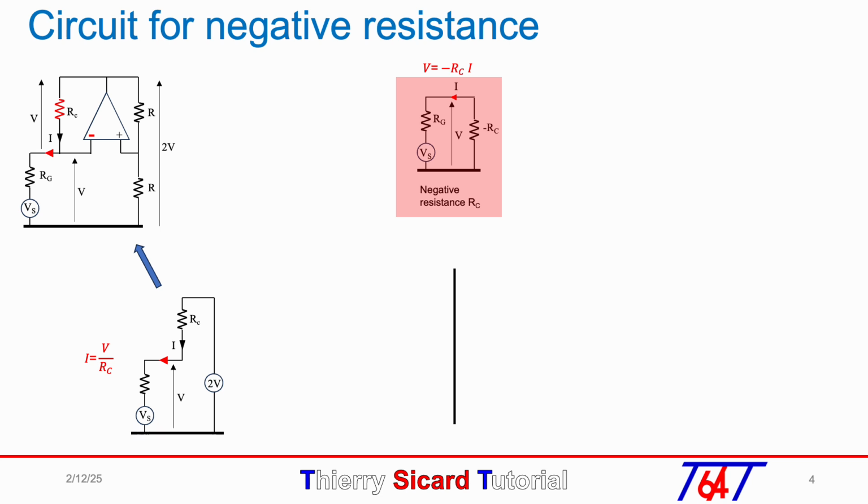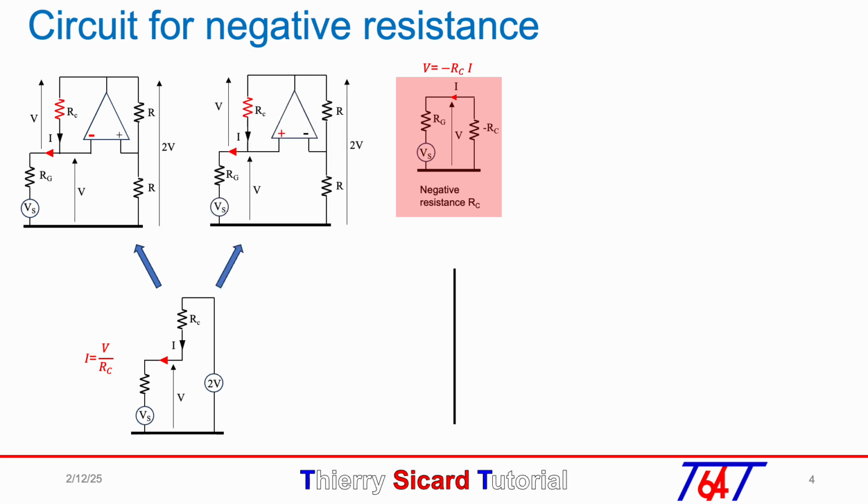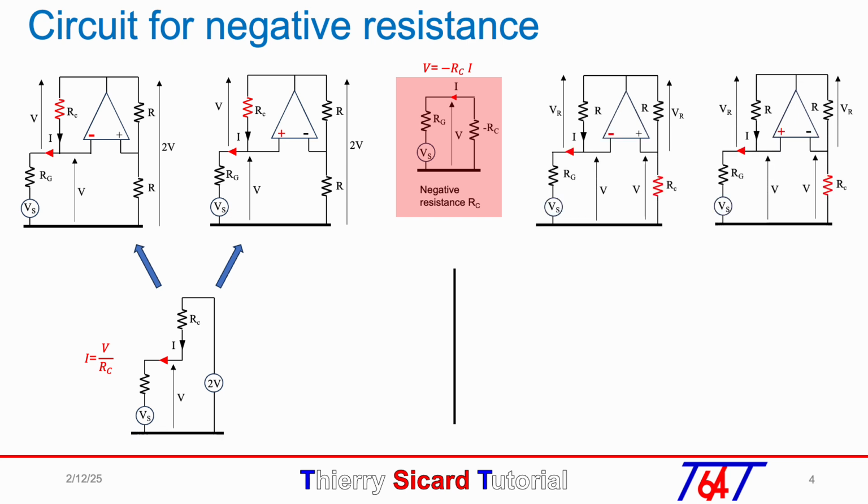To realize this schematic with an operational amplifier, we have 2 possibilities, one with a source voltage connected to the non-inverting input and the other connected to the inverting input. But both schematics have the resistor Rc floating between the output and the input of the operational amplifier. 2 other schematics exist with a resistor Rc connected to ground, with the source voltage connected to the non-inverting input in one and to the inverting input in the other.